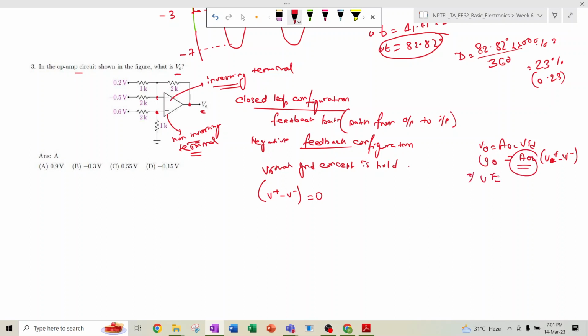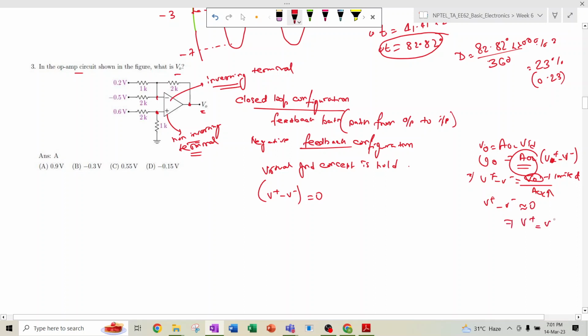So V plus minus V minus is nothing but VO divided by AOL, and AOL is very high and VO is limited. So that means V plus minus V minus almost tends to 0. That means V plus is almost equal to V minus. So it is a virtual short concept. Both are virtually shorted. Now if we put one terminal as ground, the other terminal will also be grounded, so it is virtually grounded. Understood, right? So this is the virtual ground concept.